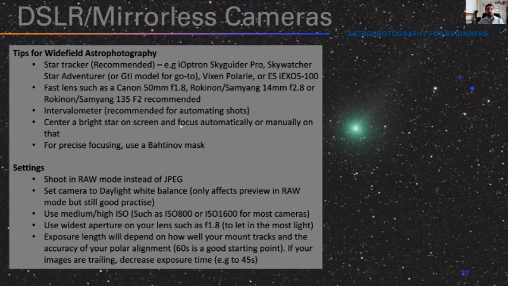You can center a bright star on your screen and focus on that automatically or manually. For wide field imaging, I generally recommend just manually focusing because sometimes the autofocus on cameras is not very accurate. And for precise focusing, I recommend using a Bahtinov mask.